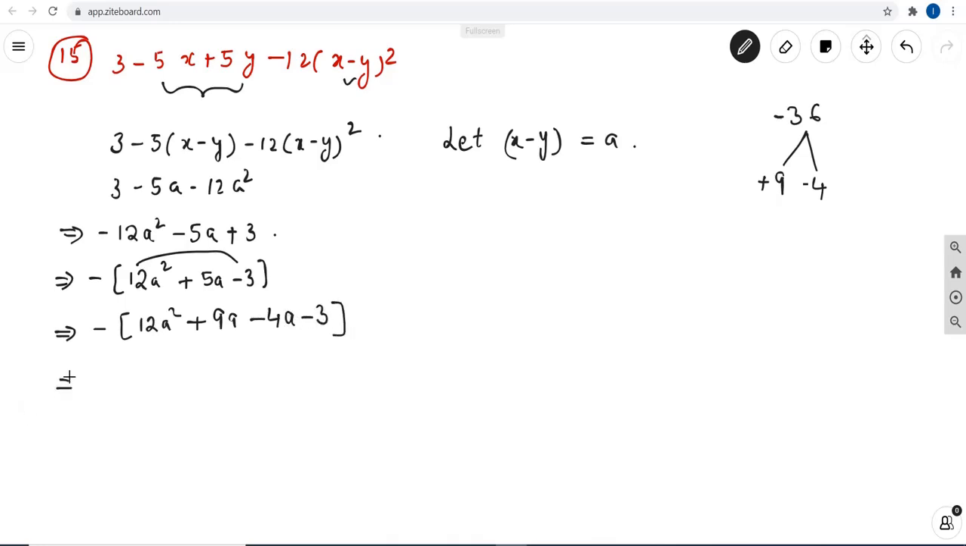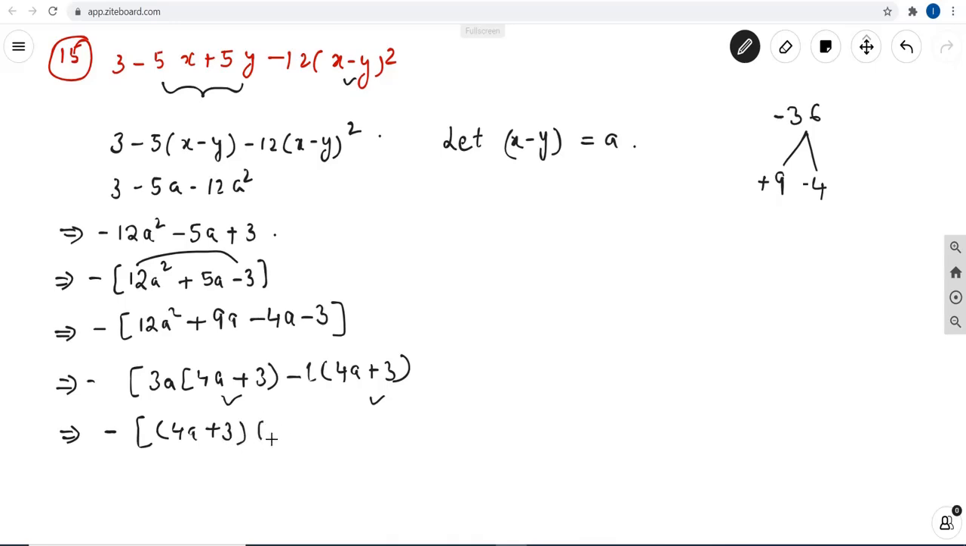Okay, so again, what can I take common here? I can take 3a common. So this becomes 4a plus 3. Okay, here again I'm going to take minus 1 common. So this becomes 4a plus 3. Okay, so this term and this term is common. So this minus will be as it is. I'm going to write it as, okay, 4a plus 3 if I take common, so what is left? 3a minus 1. Okay, so these are the factors for this equation.